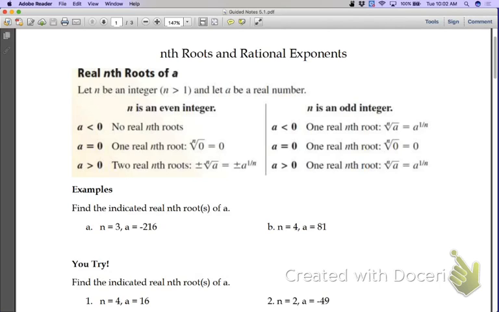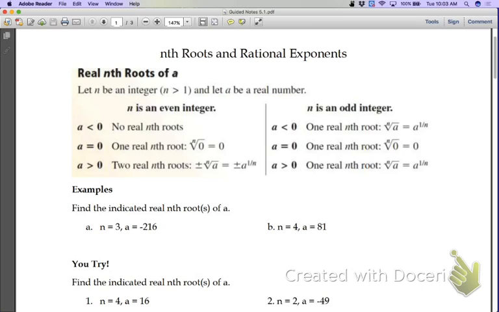Whenever you have an even integer, as we dealt with especially with quadratics, if you had a negative underneath the radical, what kind of answer did you get? It was imaginary, so that means it wasn't real. Whereas when we dealt with the discriminant or the square root in the quadratic formula and it zeroed out, we had just one real solution.